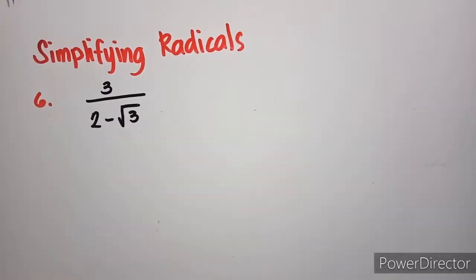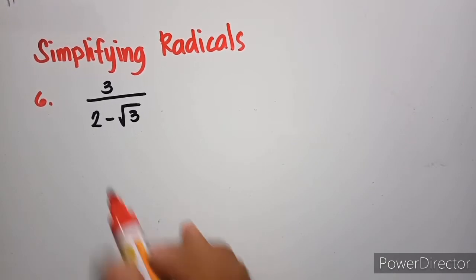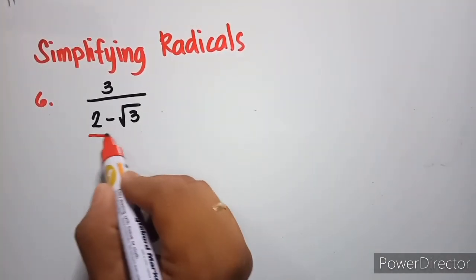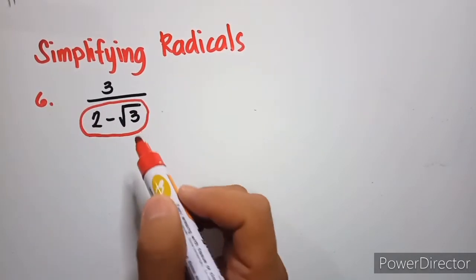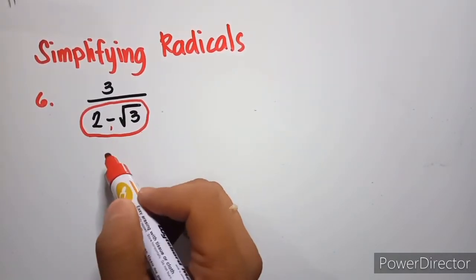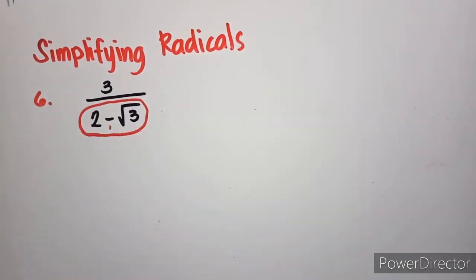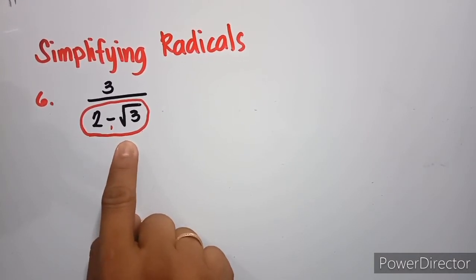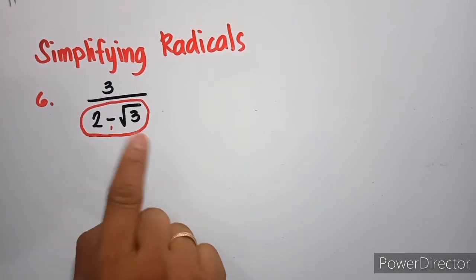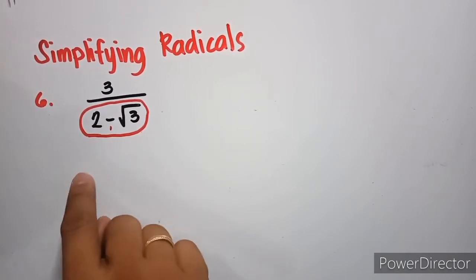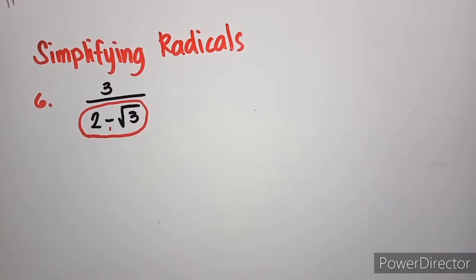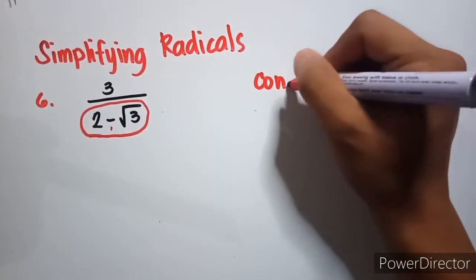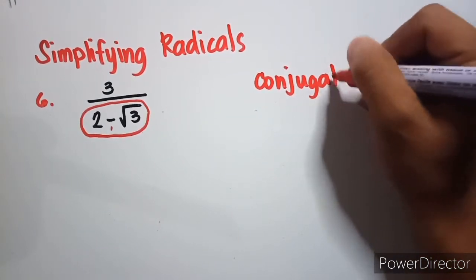Simplifying radicals. Example number 6. 3 over 2 minus square root of 3. So, dun sa ating 5 na naunang example, ano ang kaibahan ni 6? So, si 6, ang ating denominator ay binomial na. Meron ng term separator which is minus. So, dito, paano natin siya isi-simplify? Hindi rin siya nakasimplify kasi sa denominator, may radical which is square root of 3. So, kapag ganito ang given, binomial radical ang denominator, we are going to use conjugates. Ang tawag ay conjugates.